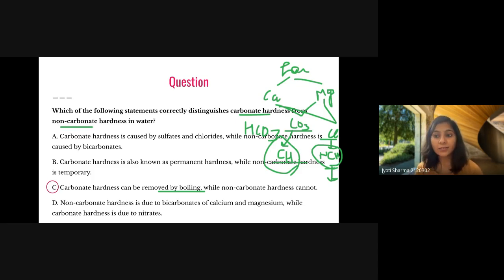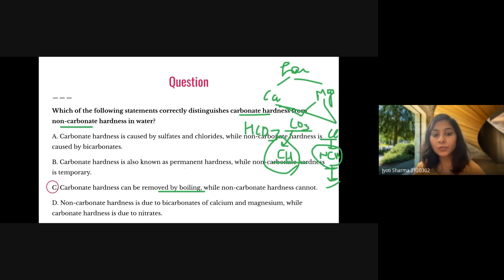And this is the reason why, when we have a higher concentration of hardness in the water, we have to use a large amount of soap to wash our clothes, and it is very difficult to remove. So that's why answer C is the right answer.